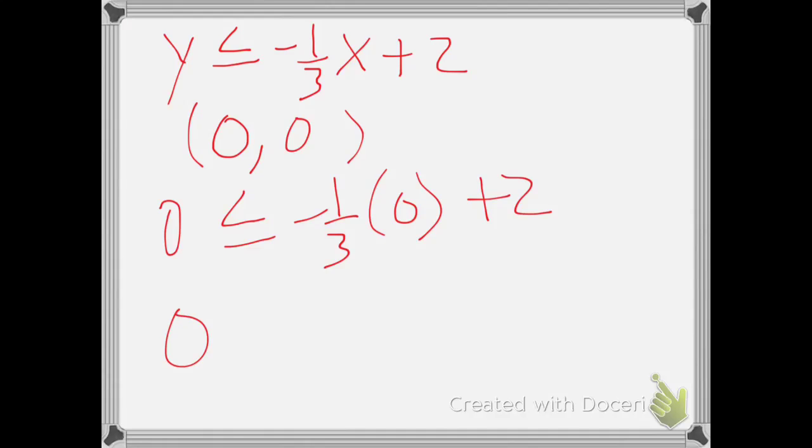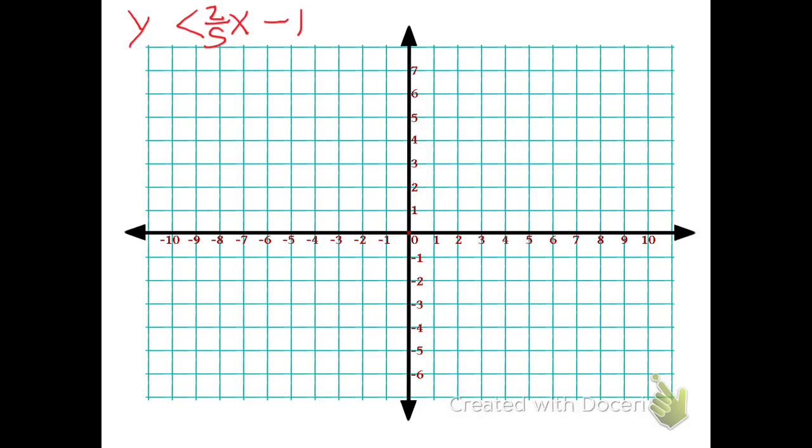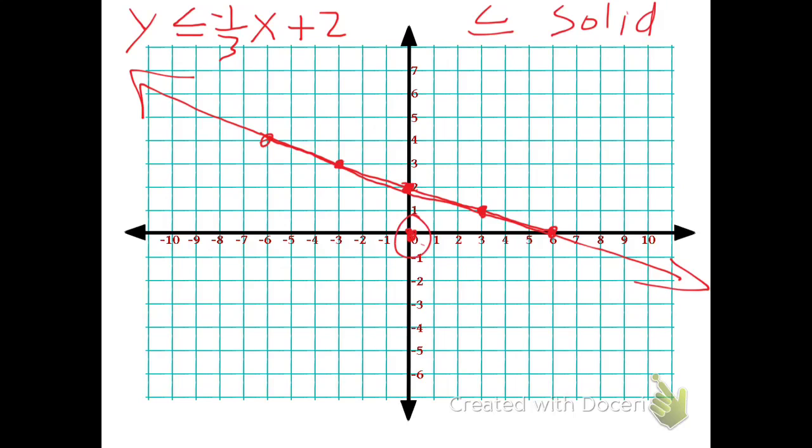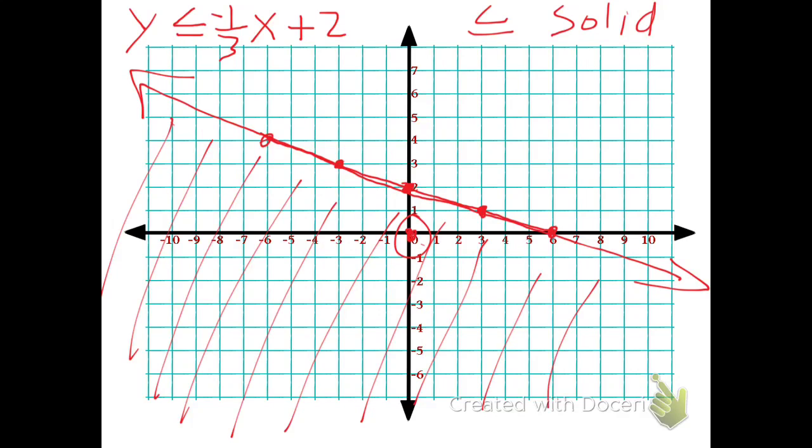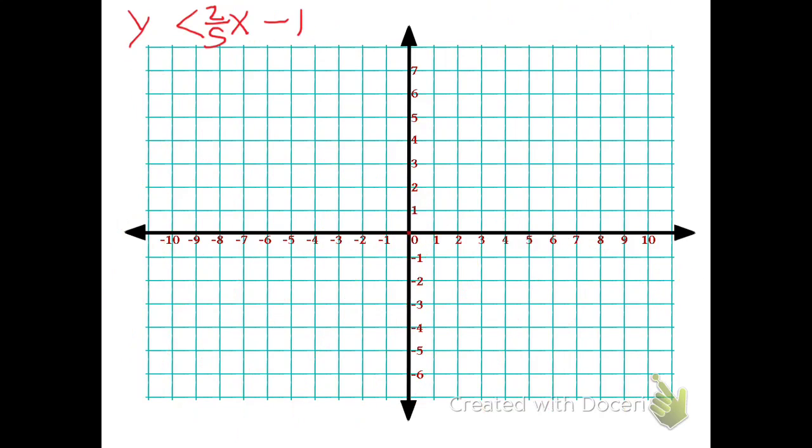So is 0 less than or equal to 2? Well, that is true. Since that is true, this point here, 0, 0, is part of the solution. And that is on this side of my inequality. So you're going to shade this direction. Okay, and let's try one more.